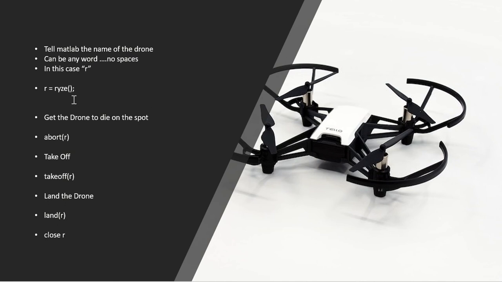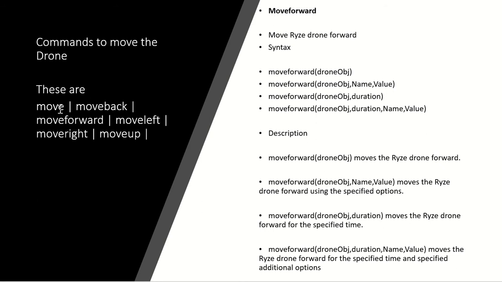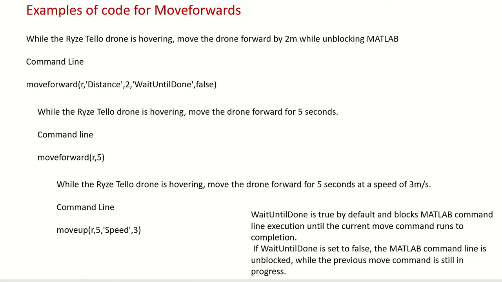Now, it's got some quite simple commands, like take off and land, which I can explain in detail as we go through. It's also got commands like move back, move forwards, move left, move right, and move up, and you can specify the distances in meters. You can also control the speed at which it moves. So you've got different commands you can use to move the drone around.